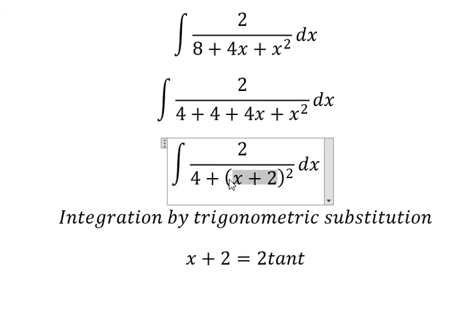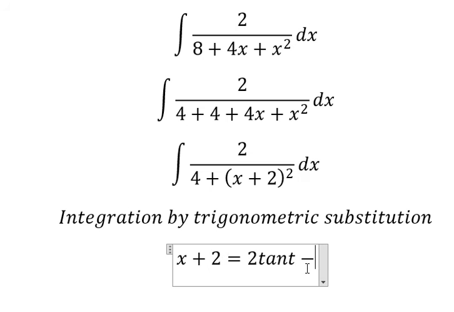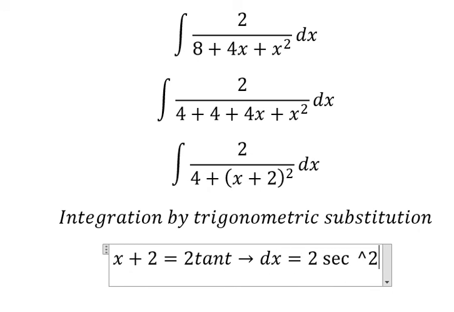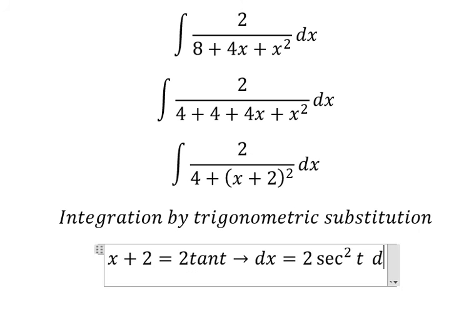Number 4, we can do factorization. 1 plus tan t square, we change to secant of t square, and later we simplify by ds. Next, we need to do first the derivative for both sides, and we have ds equal to 2 secant of t square dt.